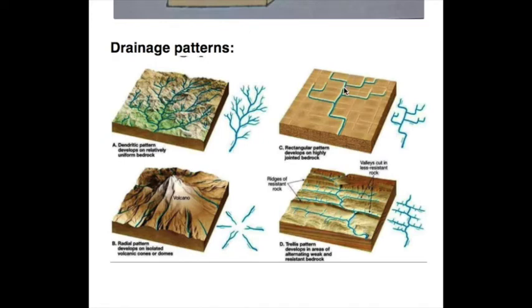Here we can see due to fault, there are faults in mountains, and the gap that is due to fault, water starts flowing. That is in the form of a rectangular. It seems like rectangular. We can relate this drainage system, that is rectangular pattern.